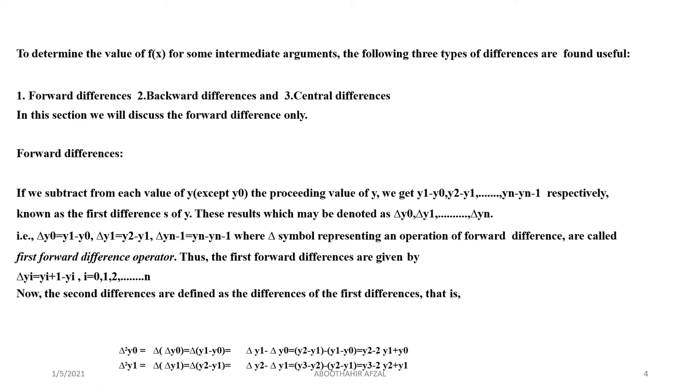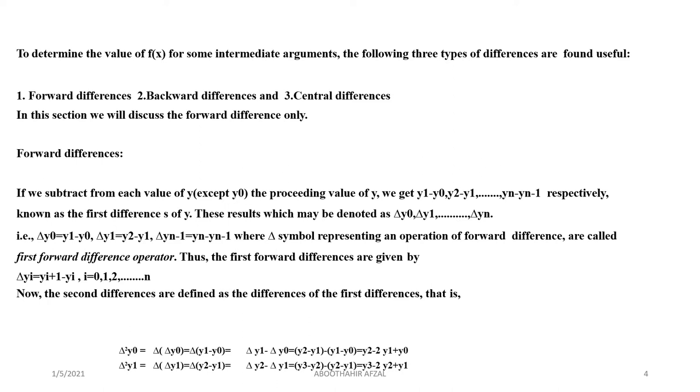Now I can define the second difference. The first difference is nothing but the difference in y value. The second difference is defined as delta square y0, which is nothing but delta of delta y0, that is delta y1 minus delta y0. So the differences of the first differences is called the second difference. If I ask you what is delta square y0, you should say it is delta y1 minus delta y0.